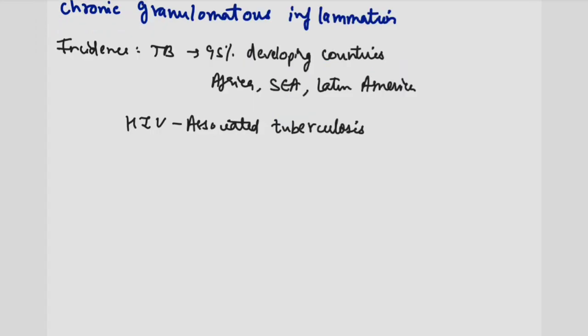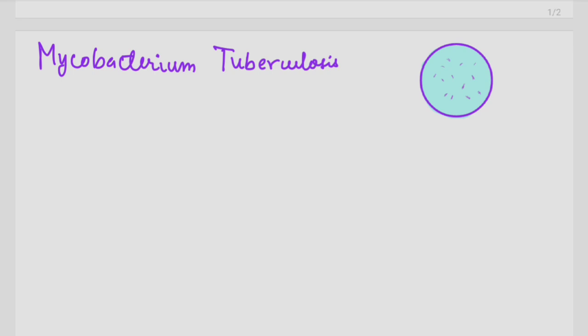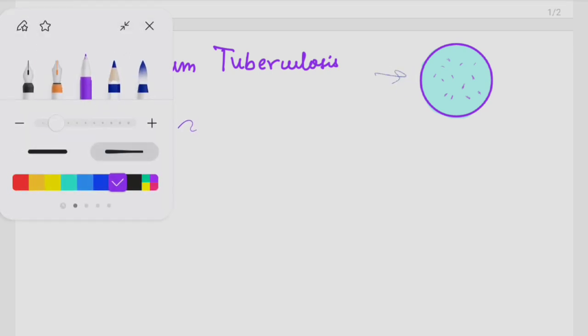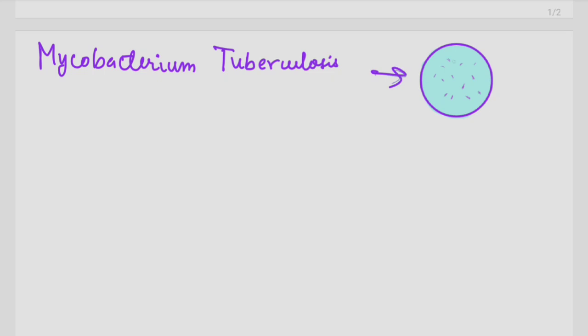Now let's discuss the Mycobacterium tuberculosis bacteria. So this is how it will be found in the ZN staining. Now let's discuss how we can identify mycobacterium using different diagnostic methods, and also its properties. So first let's discuss the properties.